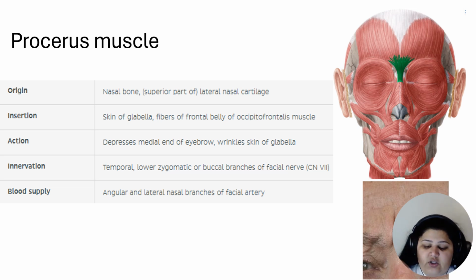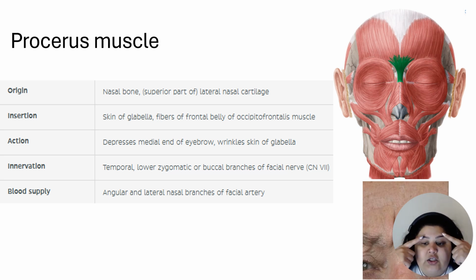Like I said, muscles also connect from the skull to the skin, like your facial skin. Fibers of the frontal belly of occipitofrontalis muscle connect to it. Many times you will see that your facial muscles are connected to a different muscle through a fiber. This is exactly why many doctors ask why you don't eat collagen to make sure your skin is stretchy and looks young. You'll see many muscles that are connected to each other. Action: depresses the medial end of the eyebrow and wrinkles the skin of the glabella.